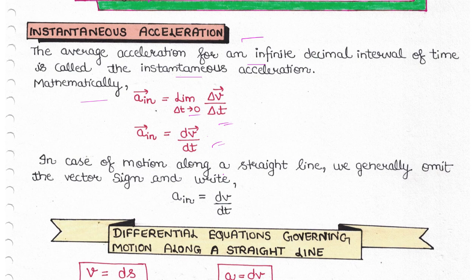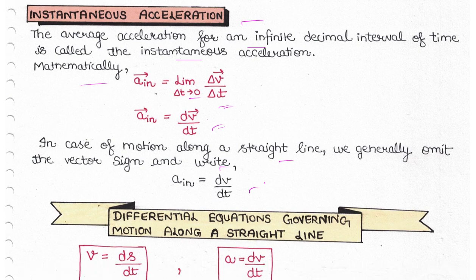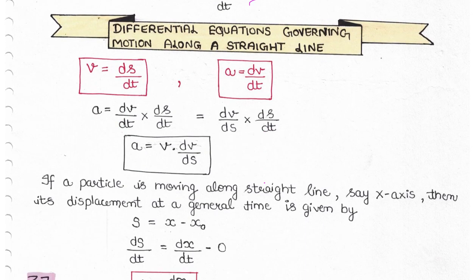In case of motion along a straight line, we generally omit the vector sign and write a is equal to dv/dt. Now, the differential equation governing motion along a straight line. We already know v is equal to ds/dt and a is equal to dv/dt. So a is equal to dv/dt into ds/dt, or dv/ds into ds/dt, or a is equal to v into dv/ds.